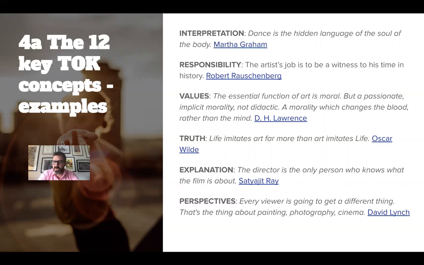That's the thing about painting, photography, and cinema. He's obviously a director, so perhaps linking that most of all to cinema, but he thinks that is also the case in painting and photography. So again, is art completely subjective, or is there a meaning to be discovered in every work of art, every piece of music, every film? I think those are some great discussions that you can have with your students, and that's the kind of thing that will help your students understand the 12 concepts of TOK, and very nicely bridge the gap between your subject in Group 6 and TOK.